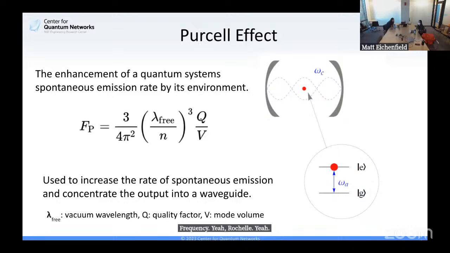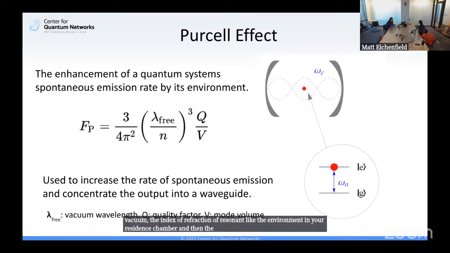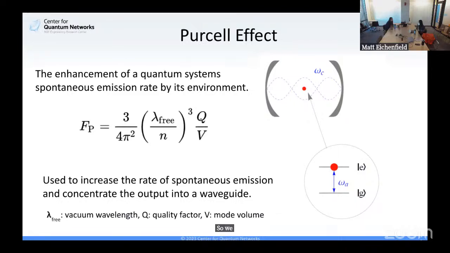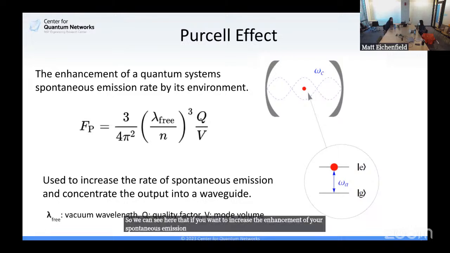As you can see here, it's proportional to the wavelength in vacuum, the index of refraction of the environment in your resonance chamber, and then the Q factor of your resonator and what's called mode volume. So we can see here that if you want to increase the enhancement of your spontaneous emission rate, you can either increase the Q factor or decrease the volume. The smaller you make your resonance structure, the more quickly you get interactions with your atoms, so you can increase this emission rate.